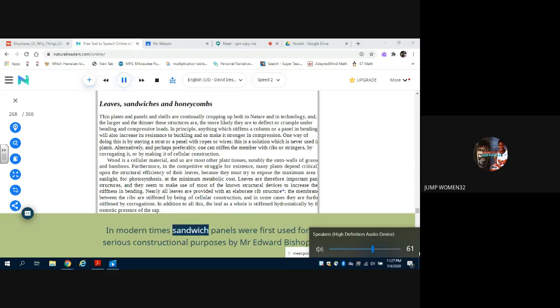In modern times, sandwich panels were first used for serious constructional purposes by Mr. Edward Bishop, de Havilland's famous Jeep designer, for the fuselage of the now-forgotten Comet aircraft of the 1930s. It is probably best known for its use in the successor to this aeroplane, the wartime Mosquito. In both these aircraft, the core of the sandwich was made of lightweight balsa wood, with skins of heavier and stronger birch plywood glued to either side.